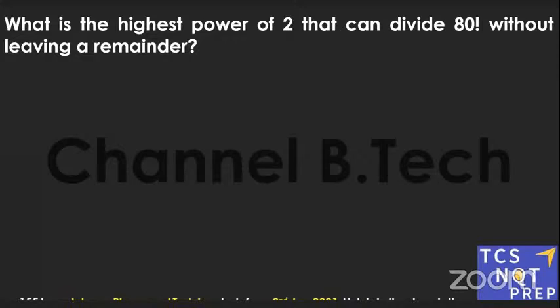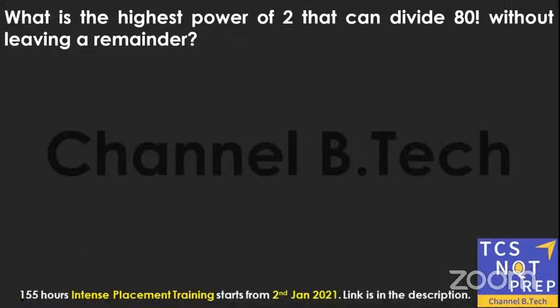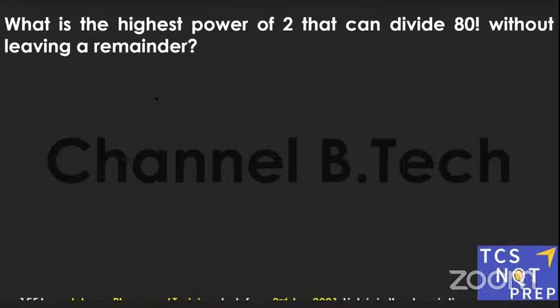All right. So now let us see this question. What is the highest power of 2 that can divide 80 factorial? Can you try this on your own? I will give you like 30 seconds.